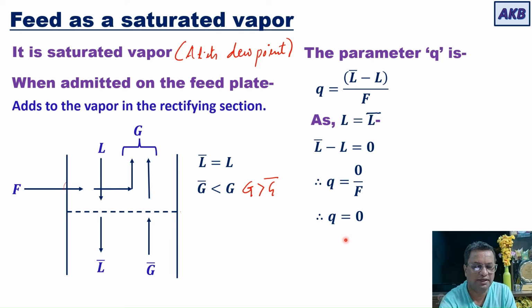And that's why when you have saturated vapor or vapor at its dew point as a feed to a typical tray column, then the value of the parameter Q is 0. So that is what you have to remember in this case. For saturated vapor, the value of the parameter Q is 0.